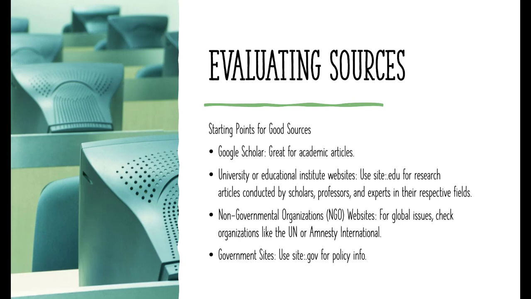Non-governmental organizations, NGO, websites. For global issues, turn to respected NGOs like the UN or Amnesty International. These organizations publish reports and studies from around the world, offering a range of perspectives on important topics. Government sites. Use cite::gov in your search to find policy information and reports from government agencies. These sites provide reliable, official information on a variety of subjects. Starting with these trusted sources will give you a strong foundation for your research and help you build an informative, credible paper.